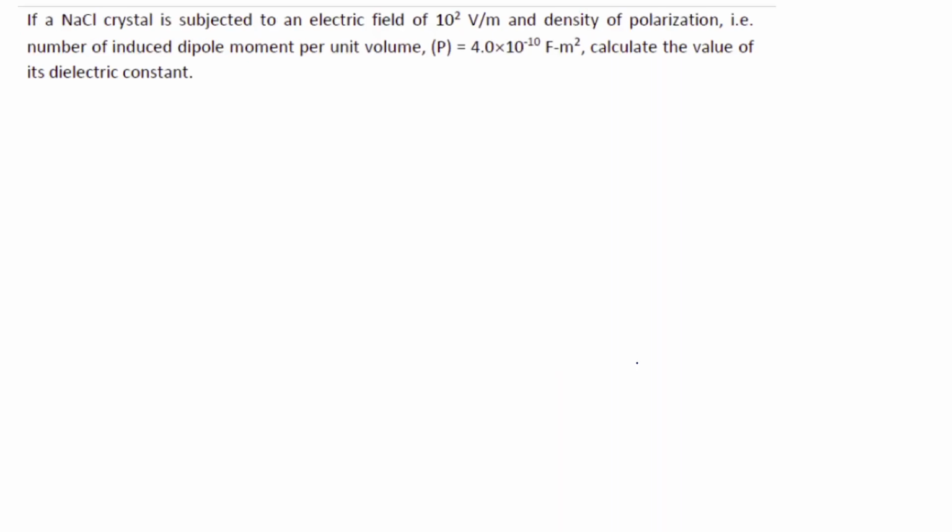If an NaCl crystal is subjected to an electric field of 10 to the power 2 volt per meter, and the density of polarization, that is the number of induced dipole moments per unit volume P, is given as 4 into 10 to the power minus 10 farad per meter square, calculate the value of the dielectric constant.